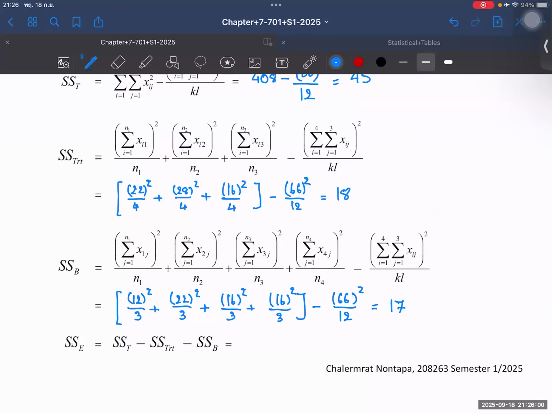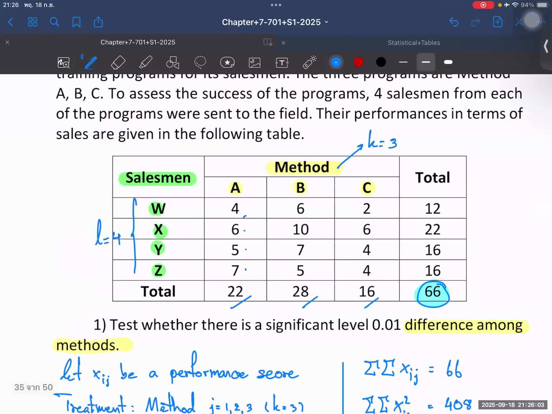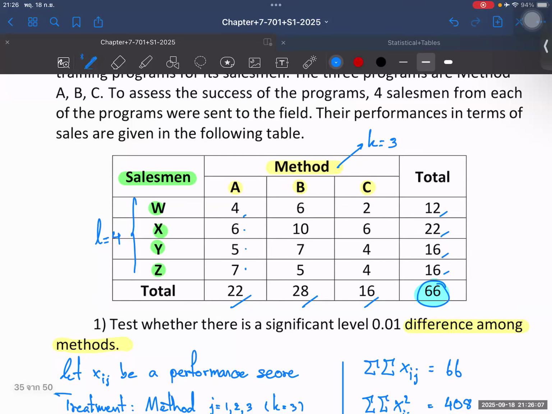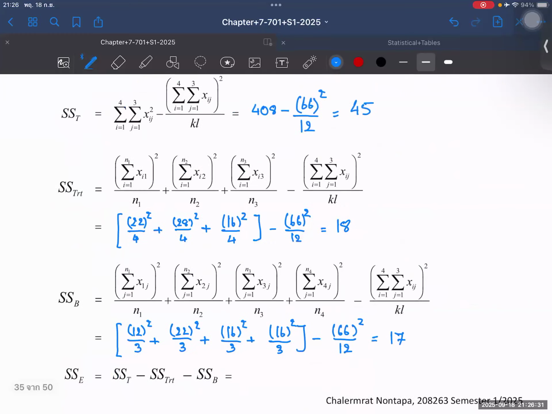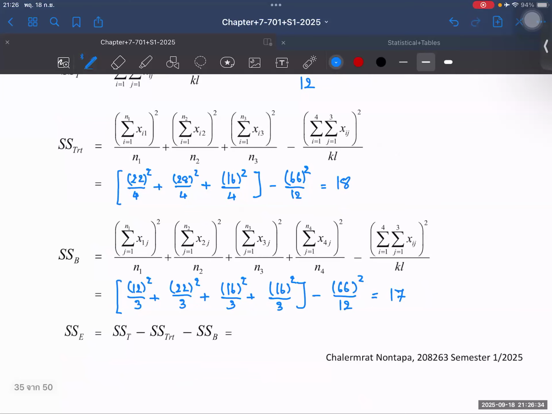So you go to the sum by row. You will see this and this and this and this sum by row. And the sample size for each row is 1, 2, 3. So the sample size for the column is the number of the block, L equal to 4. But the sample size for the row is the number of the column, K, which is equal to T. That's why we have divided by 4 and T respectively.